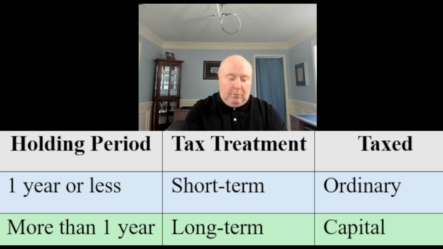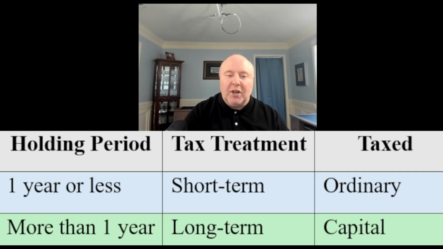So if we're making a lot of money, maybe we're going to be taxed at 37%, probably going to be taxed a little bit below that though, right? So we're going to be taxed at our ordinary tax rate. Now, if we've held it for 1 day more than a year, so more than 1 year, then what we do is we have long-term.